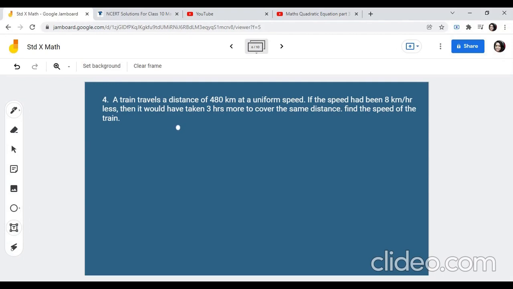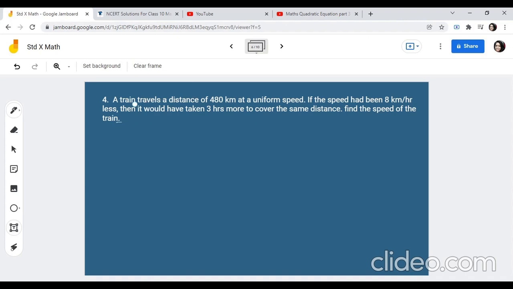Let us move to the fourth question. A train travels a distance of 480 kilometers at a uniform speed. If the speed had been 8 kilometers per hour less, then it would have taken 3 hours more to cover the same distance. Find the speed of the train.